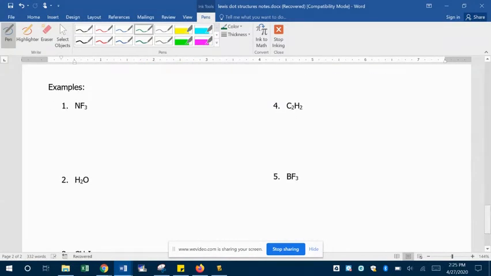So once again, if you don't have a periodic table out, now would be a good time to get one out.